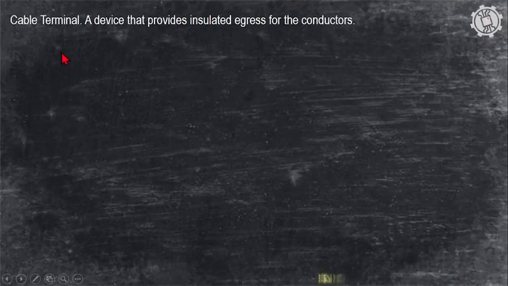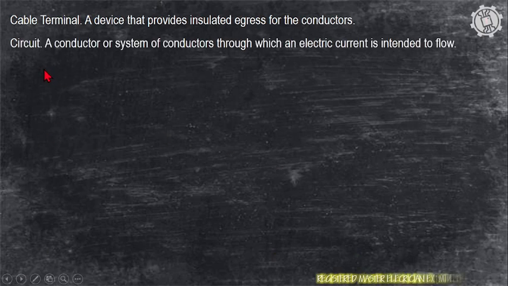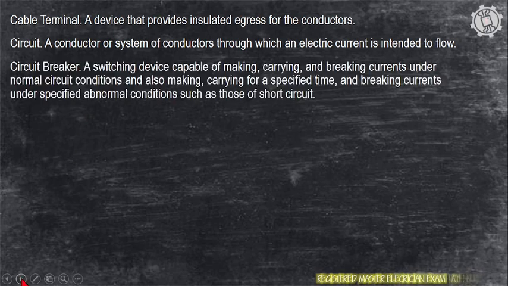Okay, then we have cable terminal, a device that provides insulated ingress for conductor. So, ito yung nilalagay sa termination part ng ating cable. That is to provide insulation, no, on our conductors. Circuit. So, alam natin kung ano yung circuit, no? As long as we are practicing electrical, we know what is a circuit. It is a conductor, a system of conductors through which electric current is intended to flow. So, ito yung dadaanan ng ating current. Either that is a conductor or multiple conductors.